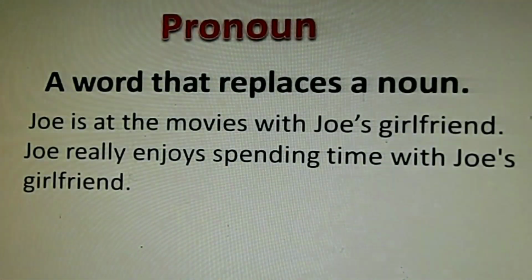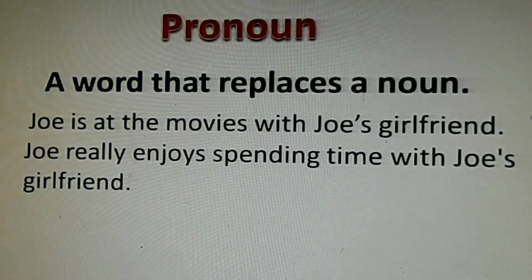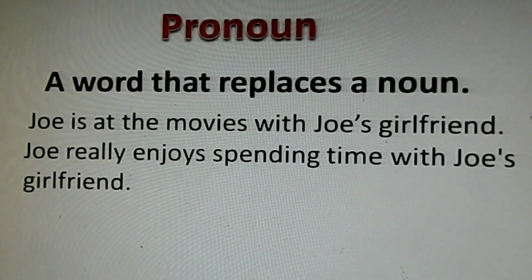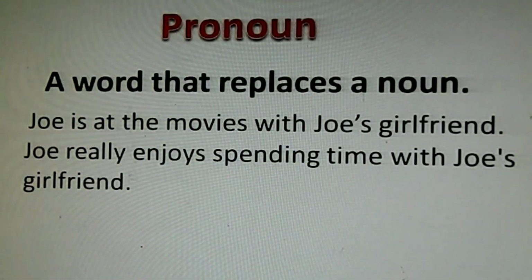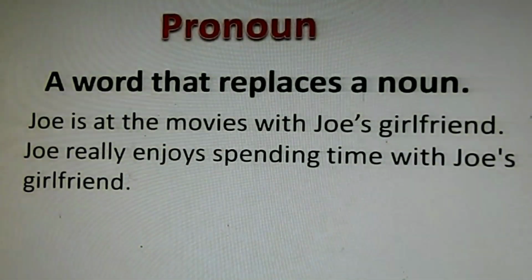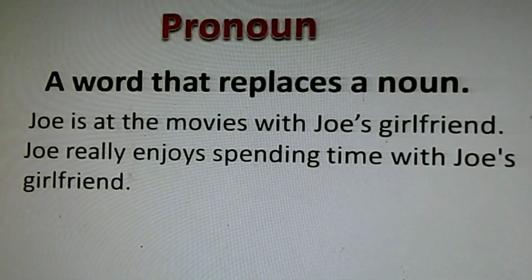The problem is we keep repeating Joe and Joe's girlfriend, and that is very unnatural, very funny. To avoid that kind of repetition, we can use pronouns. That is the importance of pronouns. Can you tell me where we can use pronouns in this sentence? Look at the sentence, study the sentence, and find out a place where we can use pronouns.